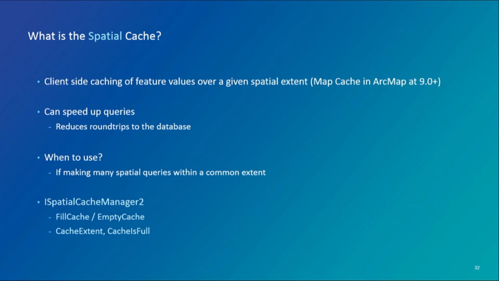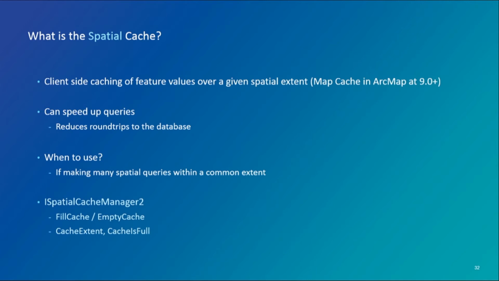When to make use of it, I just went over some of that, right? If you're making many spatial queries within a common extent, that's what you want to use. What if you're doing an attribute query? The spatial cache won't help you, right? It is only spatial queries.